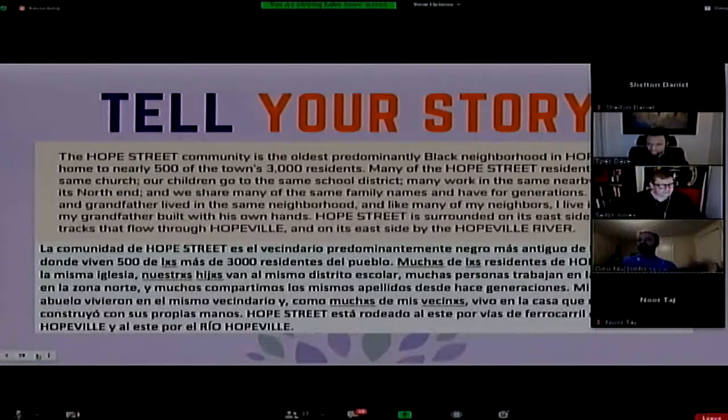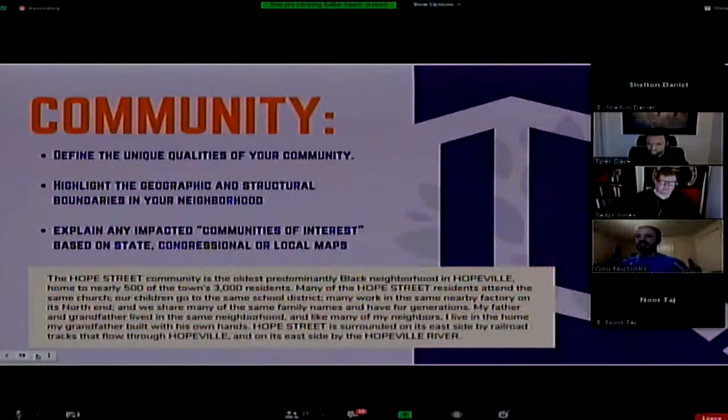What we just need to think about is what is our community all about as we're creating this compelling story? What makes your neighborhood unique? What kinds of geographic and structural boundaries define your community? What kinds of coalitions or issues have you been facing? Is it affordable housing? Is it traffic? Is it about parks? Is it about broadband access? Think about all those things.